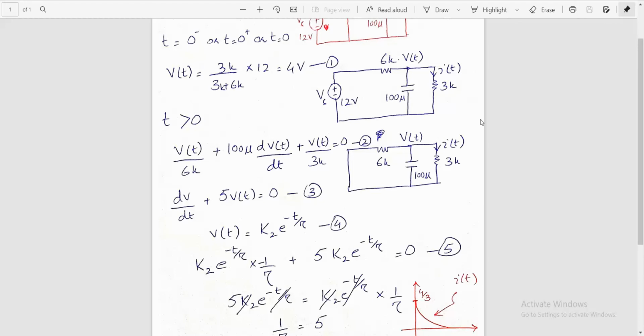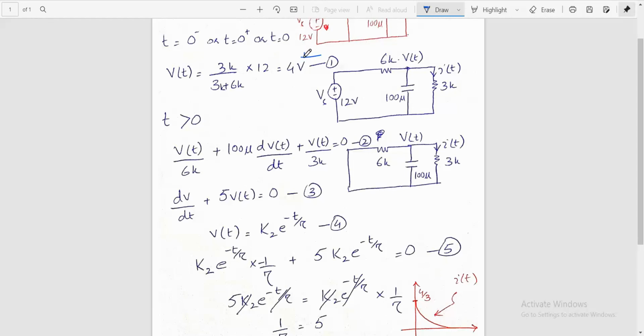So our analysis becomes very simple. We will replace this 100 microfarad capacitor with an open circuit, and the only things left behind will be the 12 volt voltage source, the 6 kilo ohm resistance and the 3 kilo ohm resistance, and the voltage Vt, which is now the voltage across the 3 kilo ohms resistance. Since the capacitor is now open, it will be equal to 3 divided by 3 plus 6 into 12. Simple, the voltage division rule is applied and it will come out to be 4 volts, as shown in equation 1.